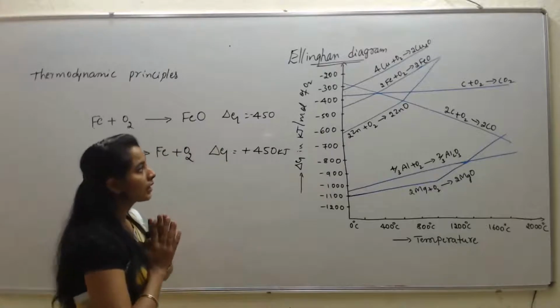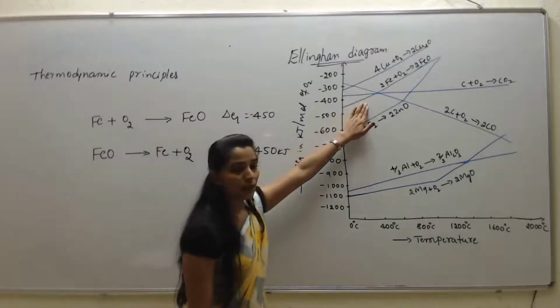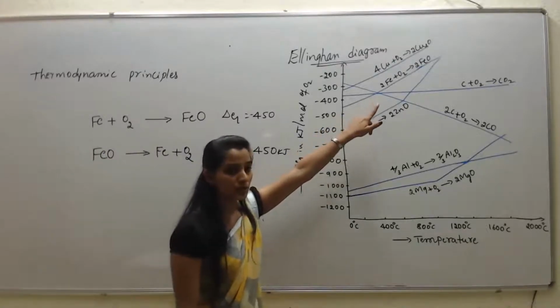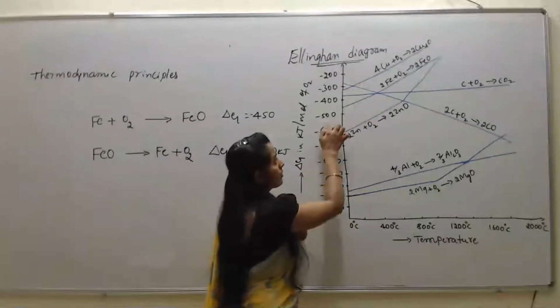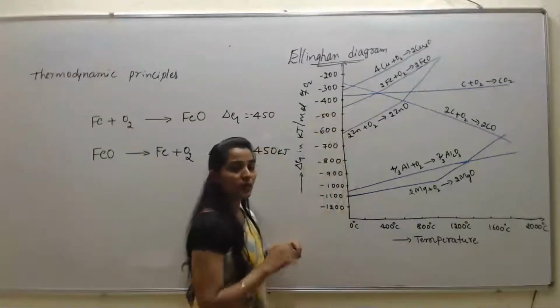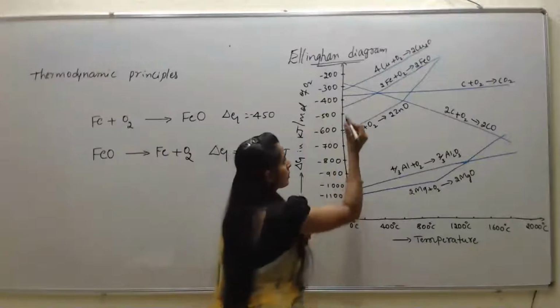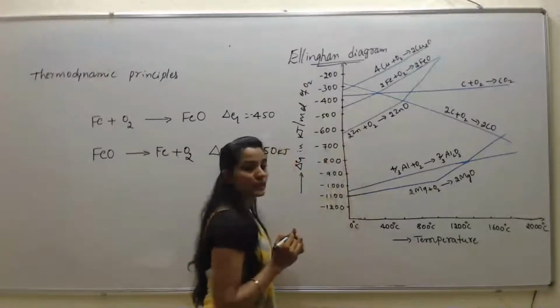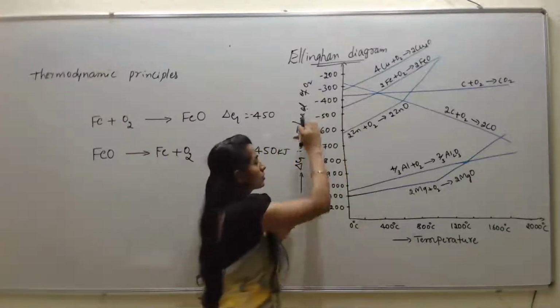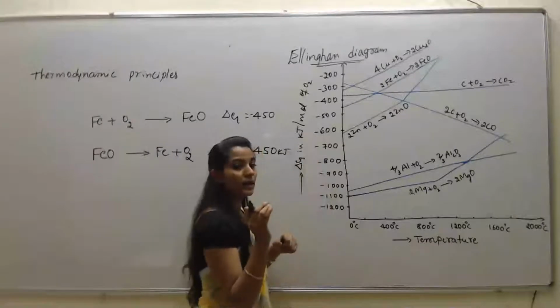So in the Ellingham diagram curve, Fe plus O2 gives rise to 2FeO, and it lies in between 500 and 400. So that is approximately 450 kilojoules per mole, that is the delta G value.